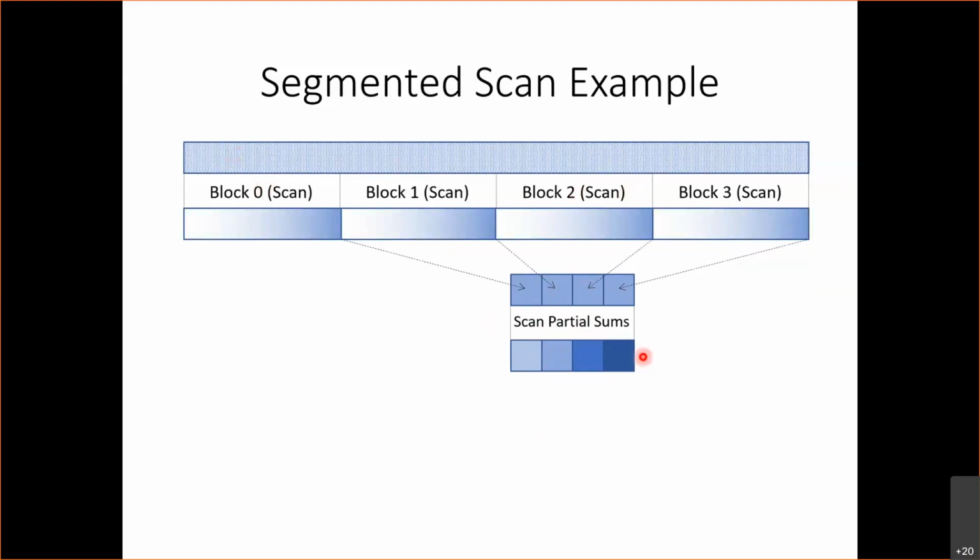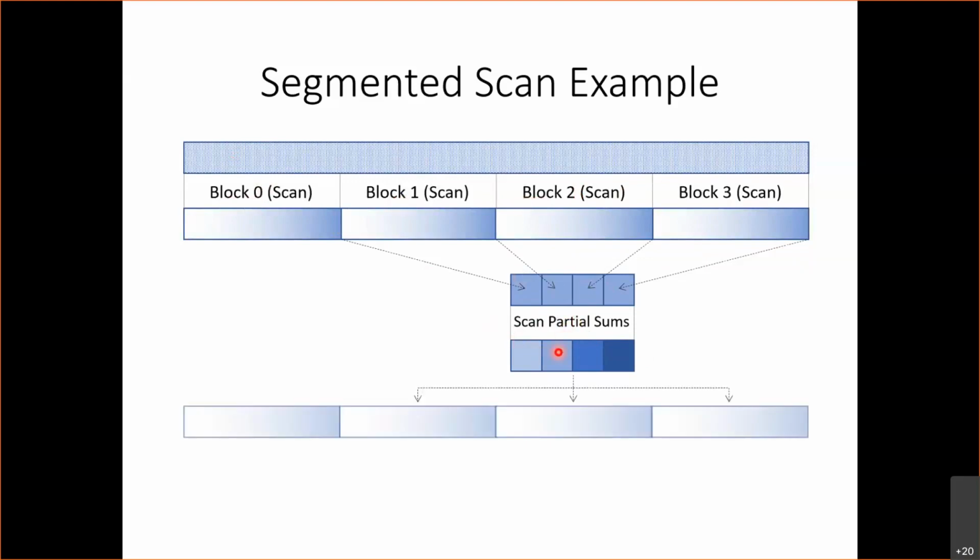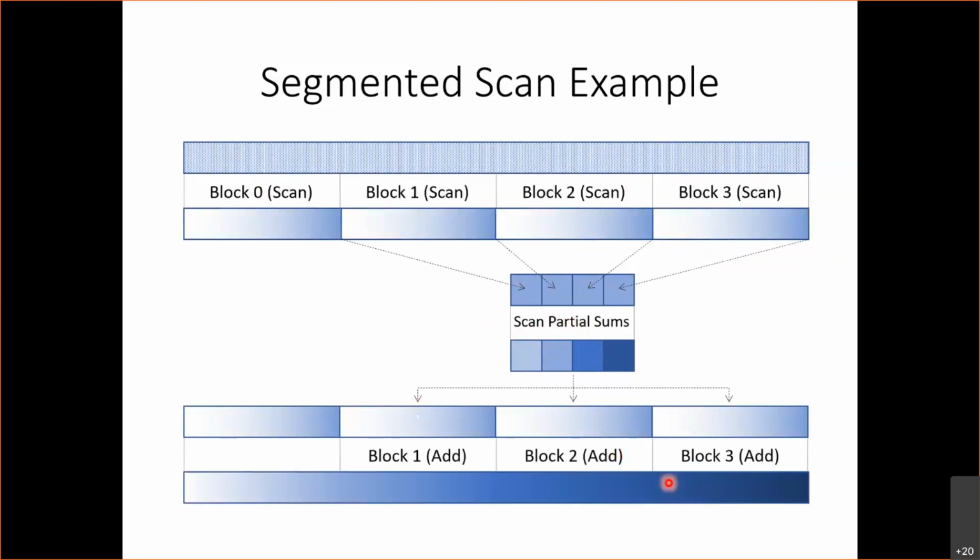And then we have to go back. So to block 1, we need to add the sum of all the elements in block 0, which is this value over here. In block 2, we need to add the sum of all the elements in block 0 and block 1, which is going to be this element over here, etc. So we take these scanned partial sums and then we add them back to all the elements in each of the blocks' results, so that we have the final scanned array.